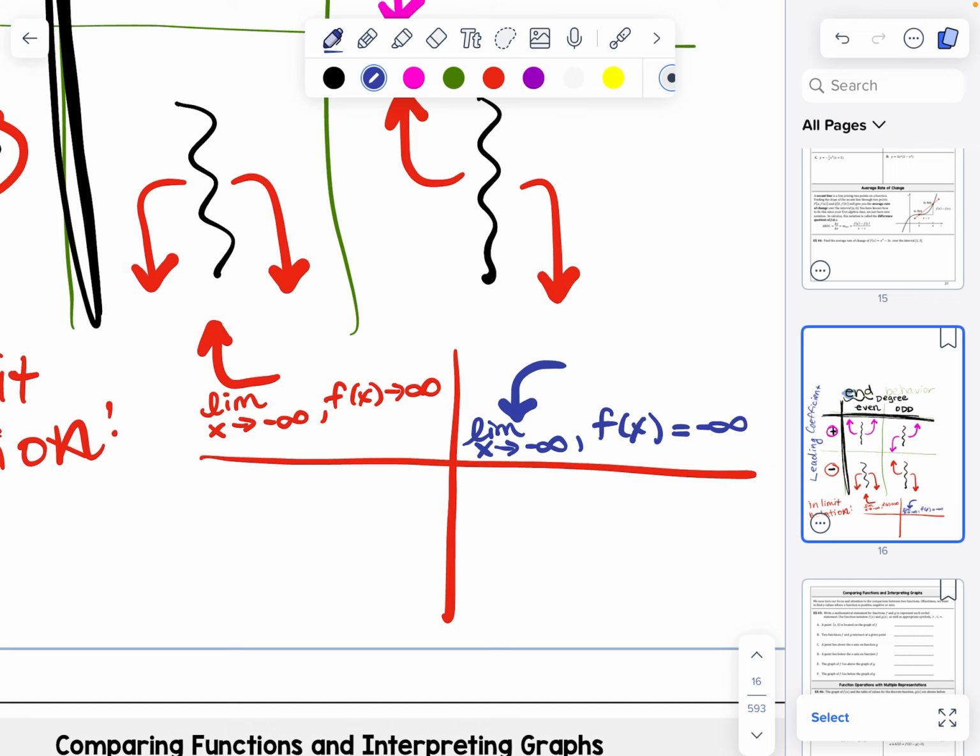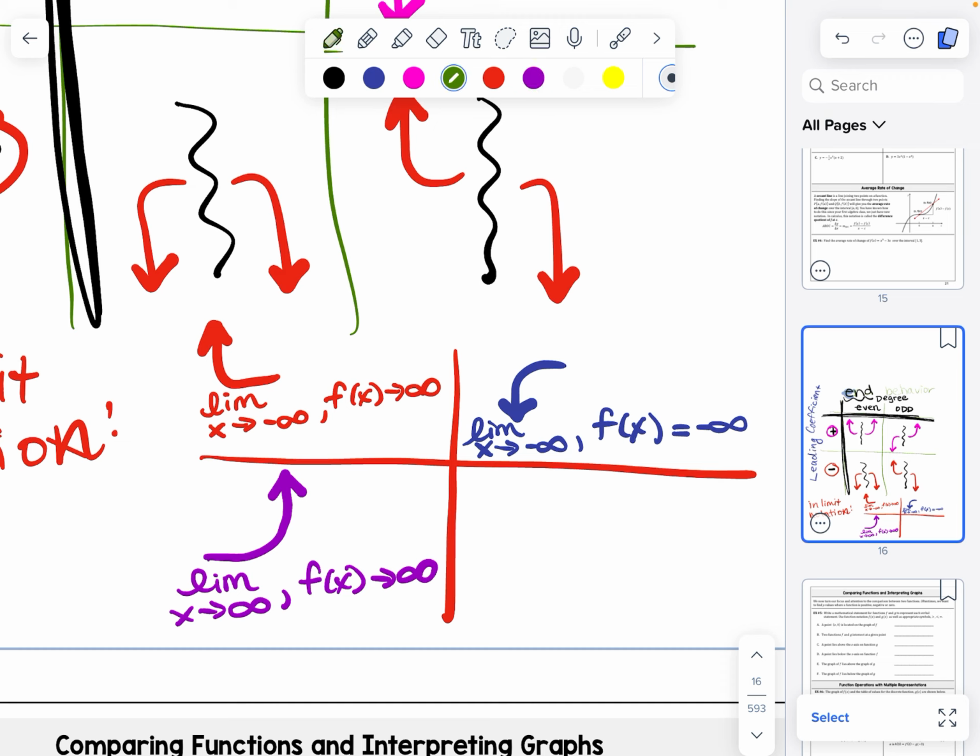is equal to negative infinity. What if it's going to the right and up? We say that the limit as x approaches positive infinity, that's the right side, then f of x is approaching positive infinity, which means it's going up.